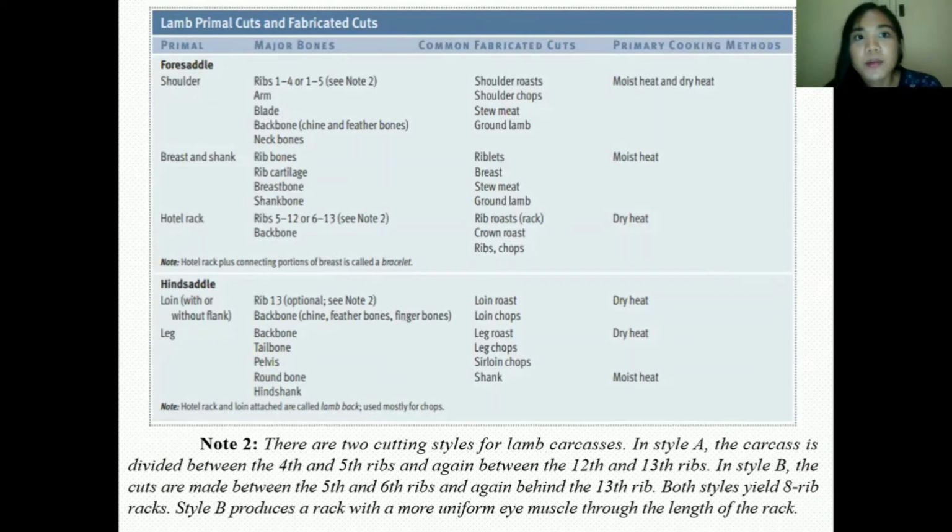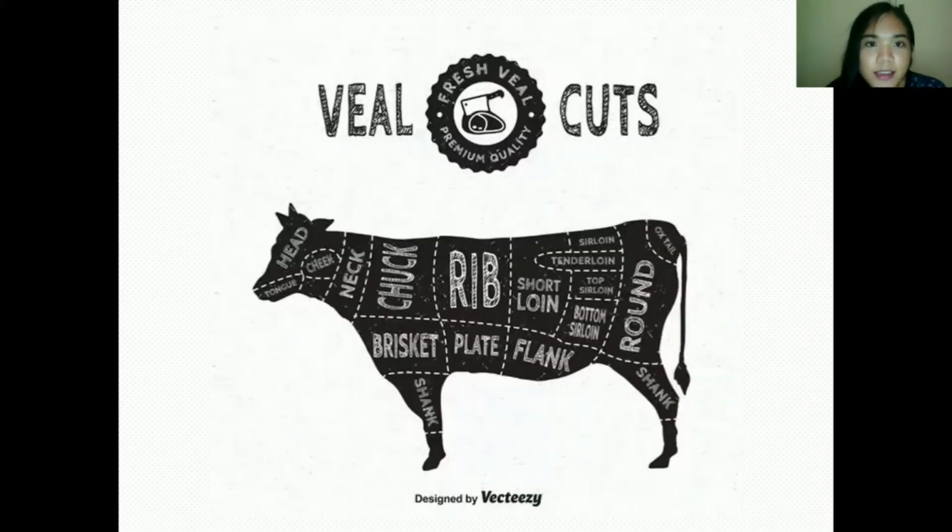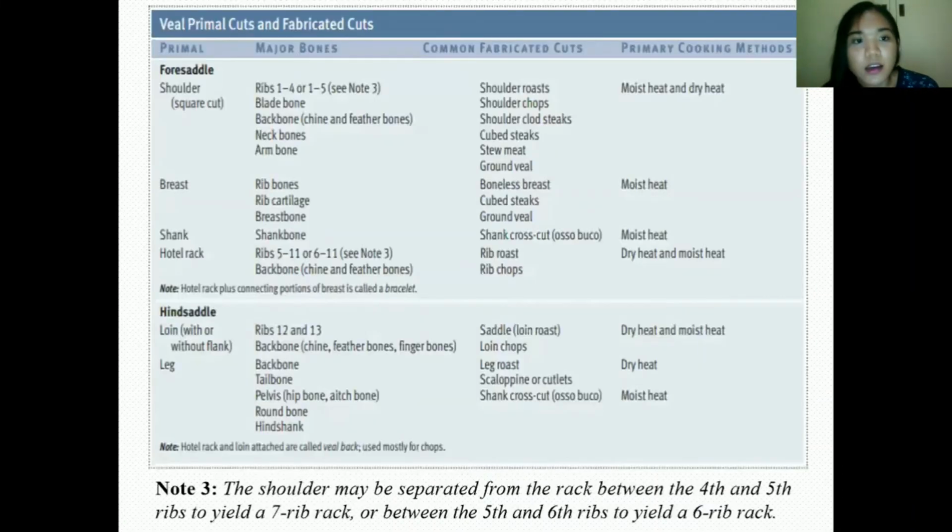Under the lamb primal cuts, you can see the shoulder, breast, and shank, the hotel rack, the loin, and the leg. Through this, you can see the major bones, the common fabricated cuts, and the primary cooking methods, which is moist heat to dry heat. The next is the veal cuts.